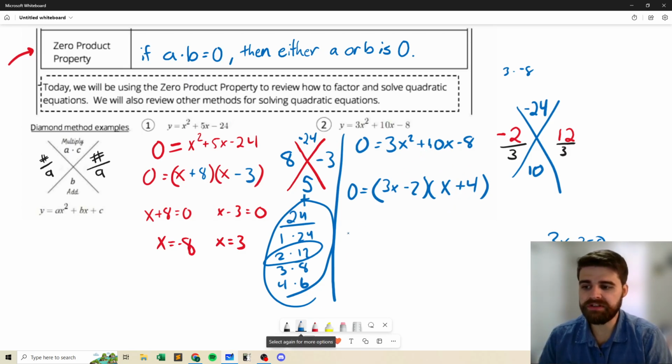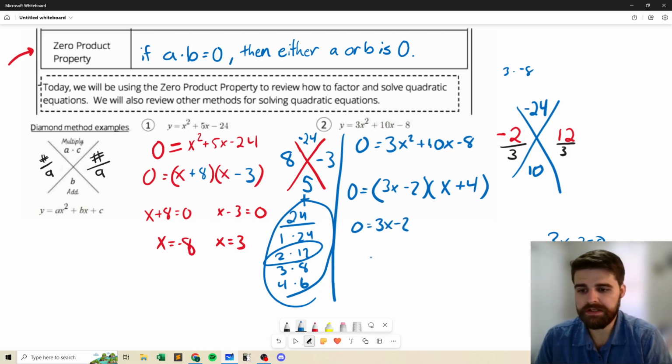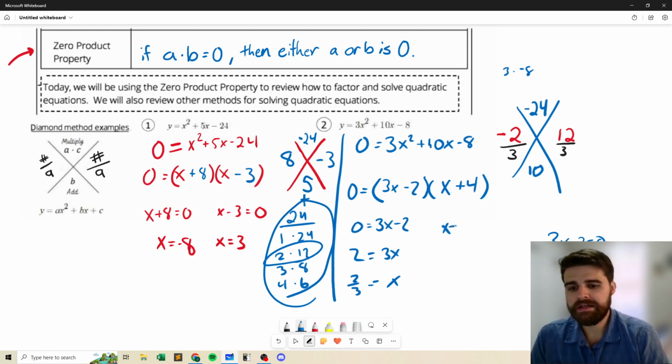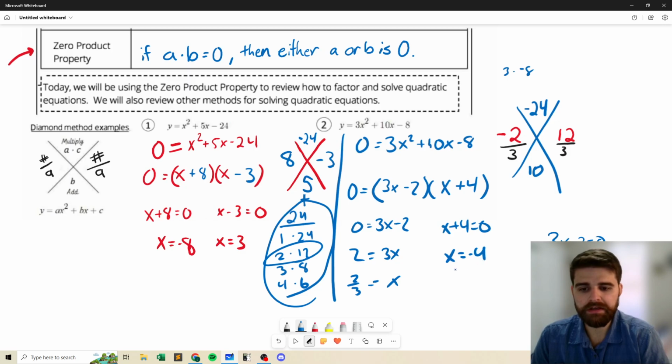Now the last thing, we still need to solve this using our zero product property. So we'll take each piece. You've got 3x equals 2, so x must be 2/3, just like we saw earlier. And on this side, this one's a little easier. You can do this one without writing it out, but we get negative 4. So there's our two solutions, 2/3 and negative 4.